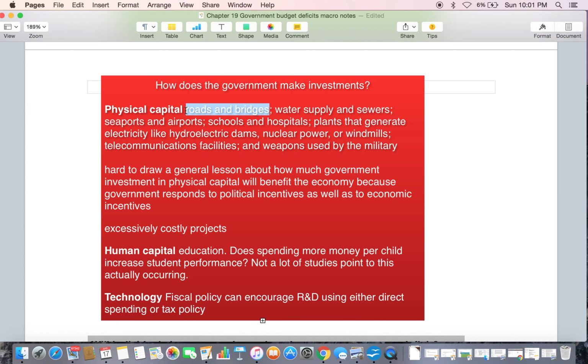So the government can use fiscal policy, strategically increasing government spending in one area or another to encourage research and development. And they can do this with direct spending or tax policies. So they could allow for tax credits for people who are purchasing electric vehicles, for example. If I buy an electric vehicle, I get a tax deduction or tax credit. And I'm not sure which one it is.